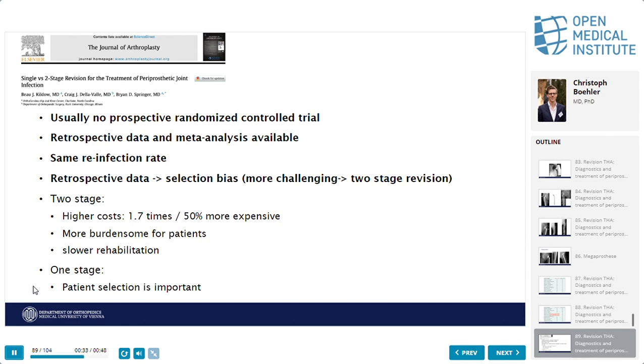It's more burdensome for the patient to live in a spacer interval, to have no joint they can rely on, and the rehabilitation is significantly slower. One stage, it is important to choose the patients wisely.